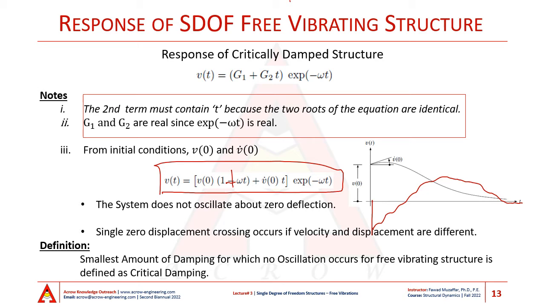And that value from our previous derivation is 2mω. So from having no damping in our system to having critically damped response, we have now successfully derived the equation of motion of a single degree of freedom freely vibrating system under two scenarios.